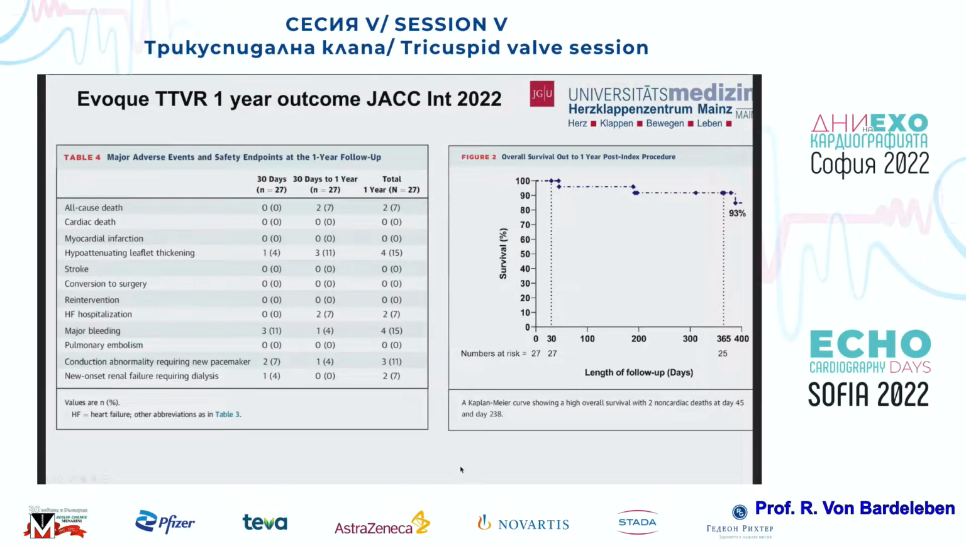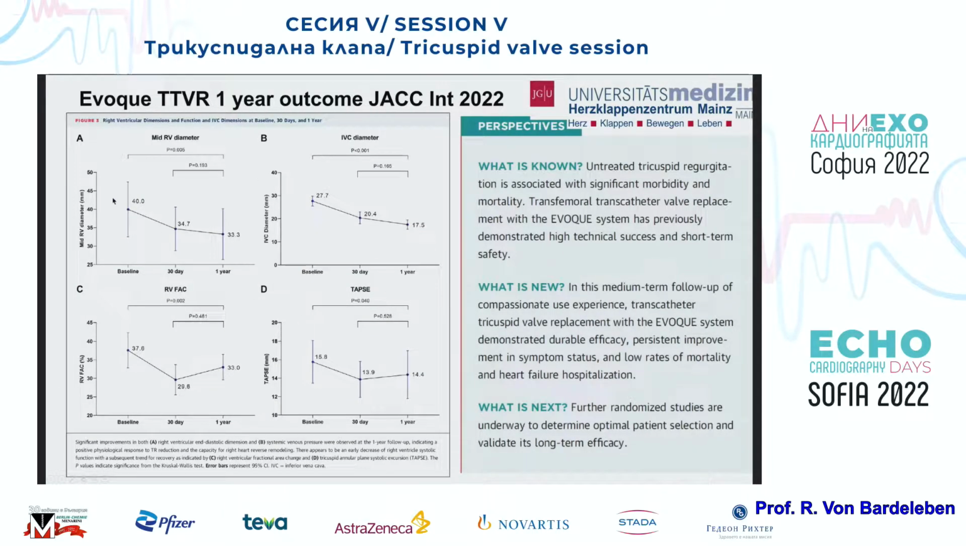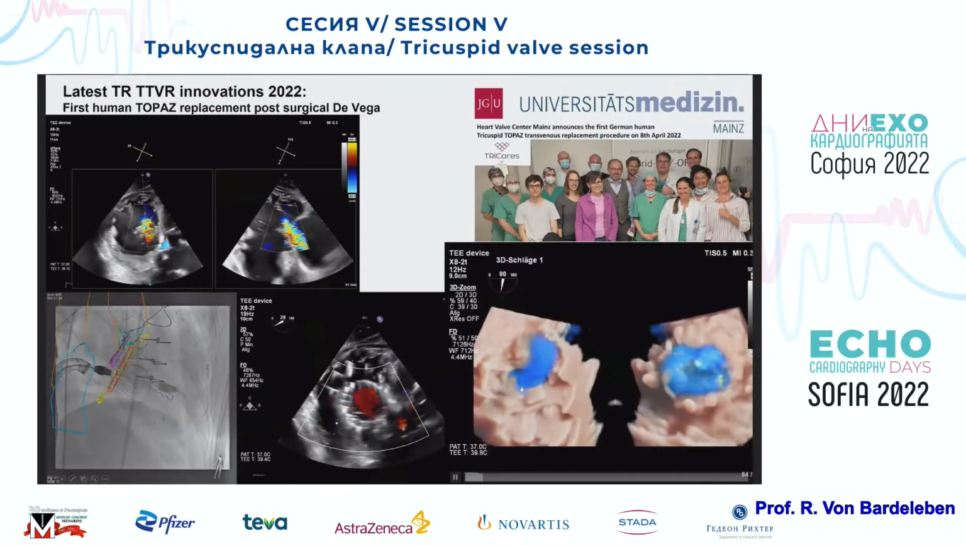In this early first-in-human experience, we see remodeling of the right ventricular diameter, reversal of inferior vena cava diameters, and the fractional area change comes back to normal.